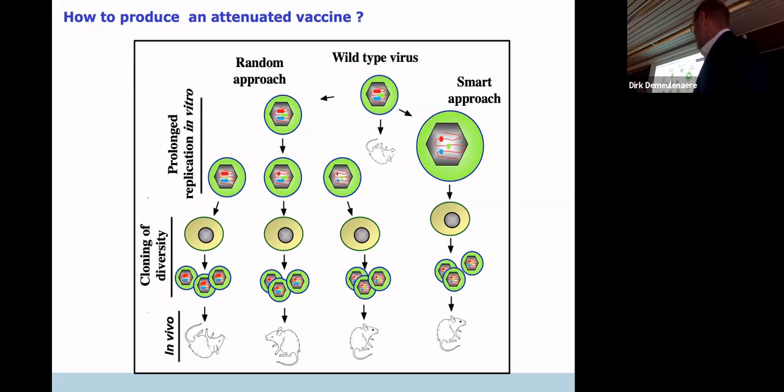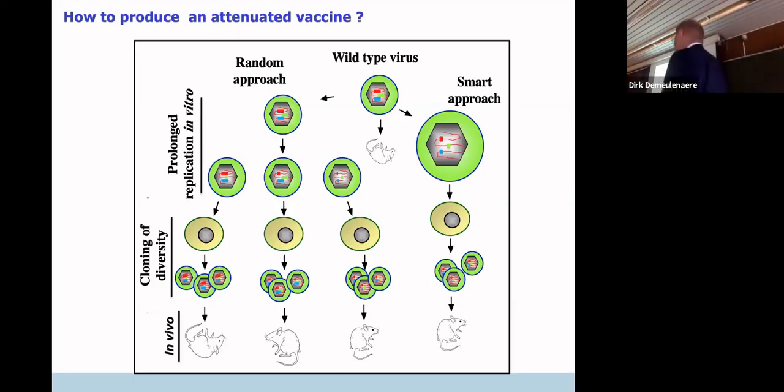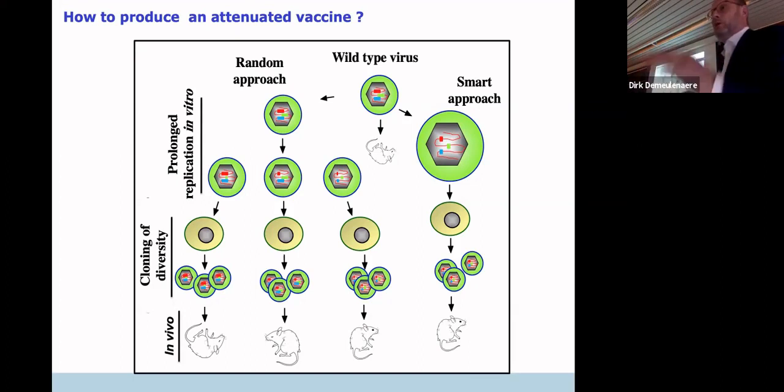You still have to check that it confers protection. But if you don't have basic knowledge of the pathogenesis, even if you sequence these two viruses, you will detect a lot of mutations, but you don't know which one confers the attenuated phenotype. So it's a kind of artisanal way to produce a virus.